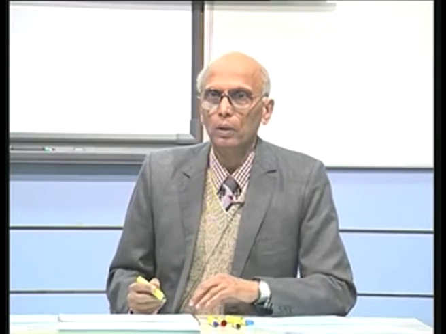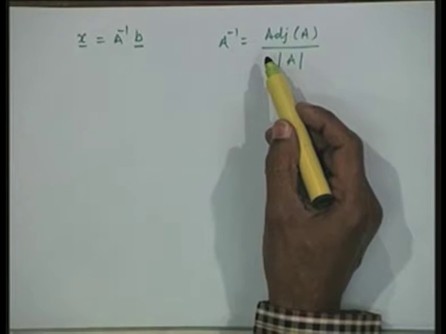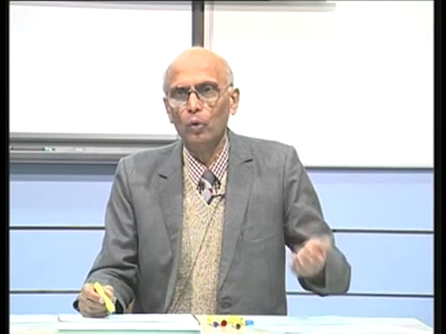Which one is better between the inverse and Cramer's rule? None of them would work for large systems. If you take a 50 by 50 system and go by the method of finding all the cofactors, then writing the adjoint and dividing by the determinant, if you go to a 60 by 60 system, even a few days of computer time would not be sufficient for us to solve such a system.